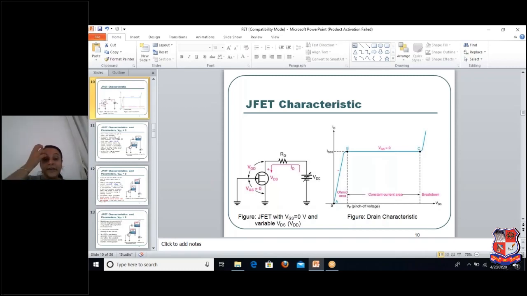Now in the second case, VGS we do not increase beyond 0, it will always be operated at less than 0. Here we discuss the 0 voltage case. Okay, understand up to here? Is there any query on JFET drain characteristics?